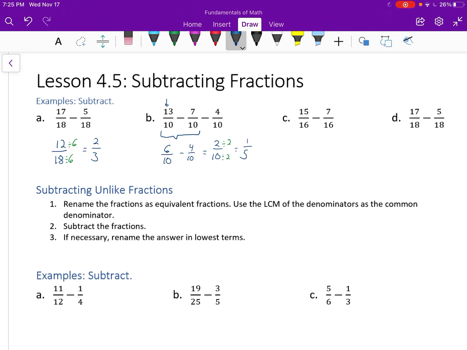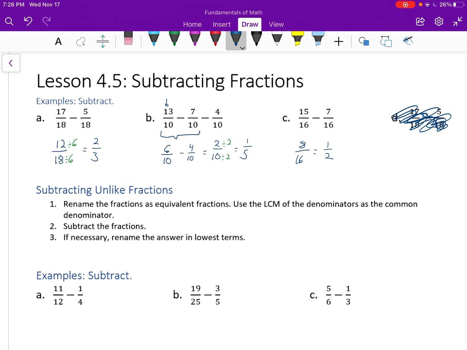Part C, 15/16 minus 7/16. Well, 15 minus 7 is 8. So we have 8/16, and that's one we should recognize right away as a half. And then this last one, 17/18. Well, actually, that's the same as part A, so we're not going to do that one a second time. It will still be the same answer.